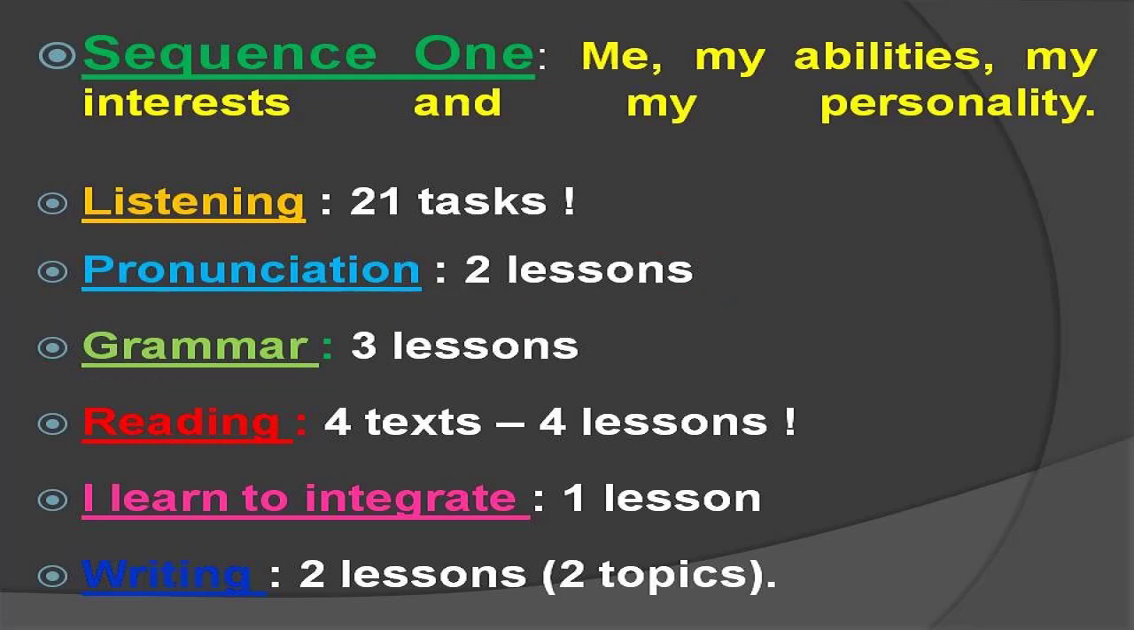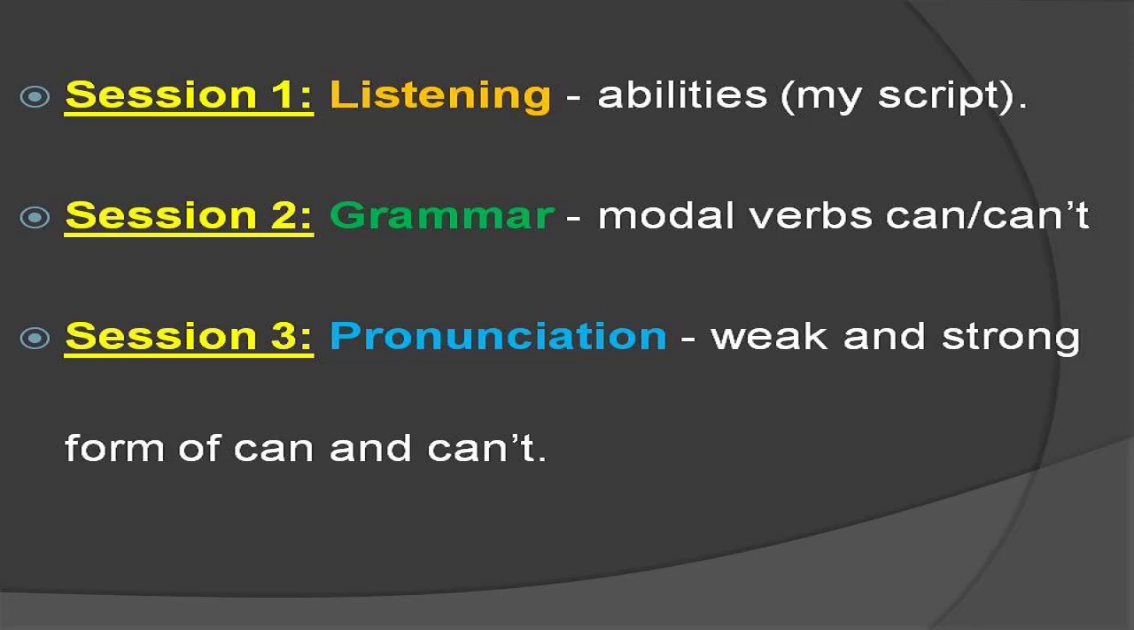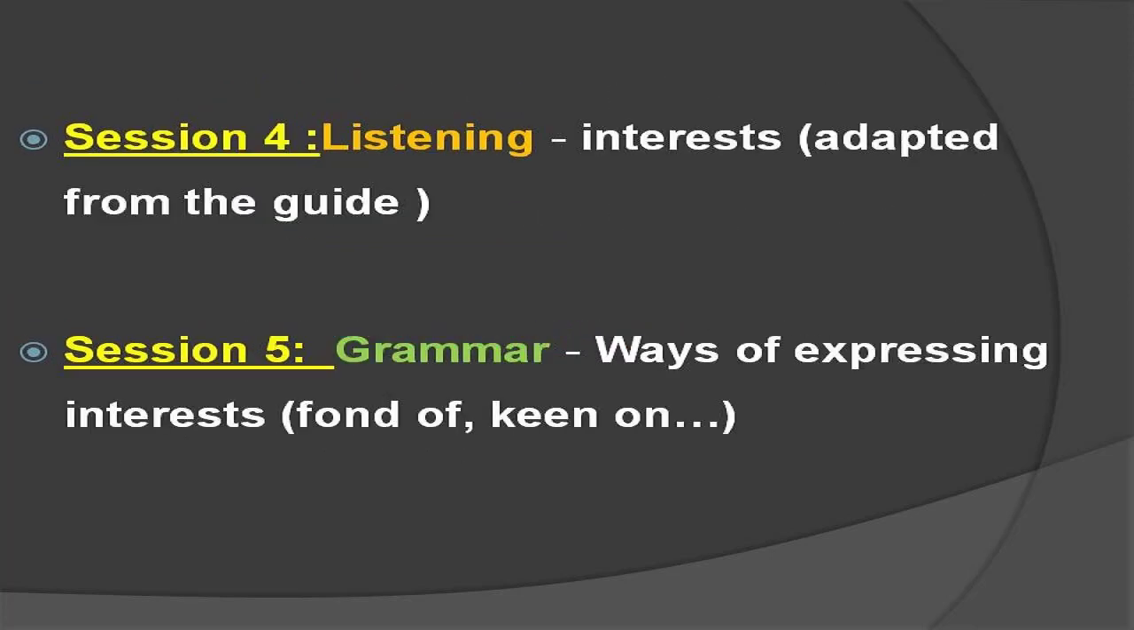What did I do? I started with the listening that talks about abilities that I brought myself. And then I moved to grammar, modal verbs. Why? Because modal verbs is related to the listening of abilities. Then I moved to pronunciation, the weak and strong form of can, which is actually related to the listening involving abilities, and the modal verbs talking about weak and strong forms of can. This is logical.